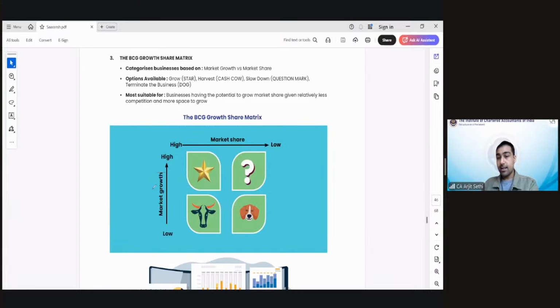BCG matrix says, look at your market share and the market growth potential and define the product or business, your product or your business or your SBU as a star, as a question mark, as a cash cow, or as a dog. ठीक है जी. If your business has a high market share and high market growth, it is a star. If your market share is low but your market growth is high, then it's a question mark.